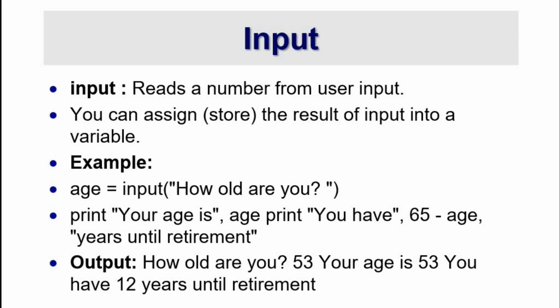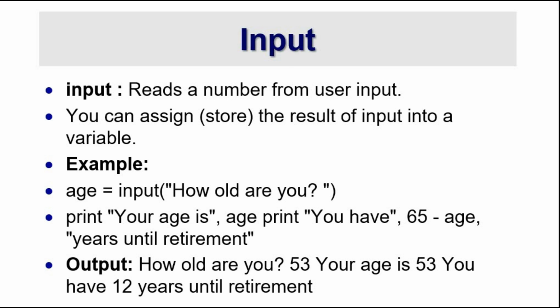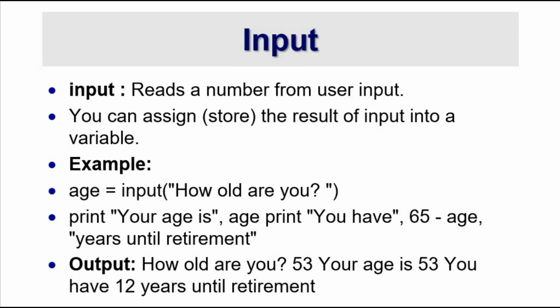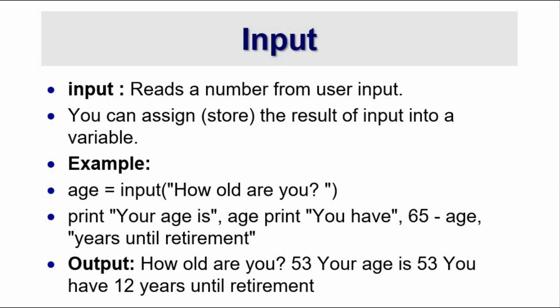So what is the input method and how do we use it in the Python language? The input method reads a number from the user input, and you can assign or store the result of input into a variable. In simple words, the input method is used to get information or any input from the user. The input can be an integer, a floating point number, or a string. It depends on what you are asking from the user. So without wasting any time, let's jump to the code editor and perform some examples.